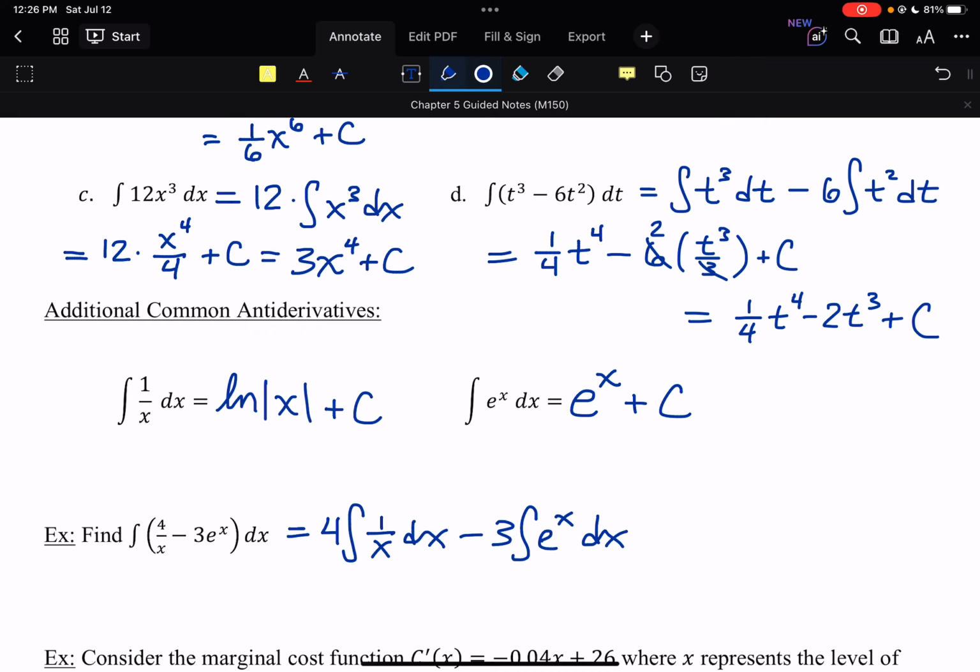If you're feeling confident and a little more proficient with these integral properties, you don't necessarily have to show splitting it or pulling out every time. You can just go through the process a little more quickly. But at least when we're getting started here, it's good to go slow but steady at first. So this is going to be 4 times the natural log of the absolute value of x minus 3e to the x plus c.